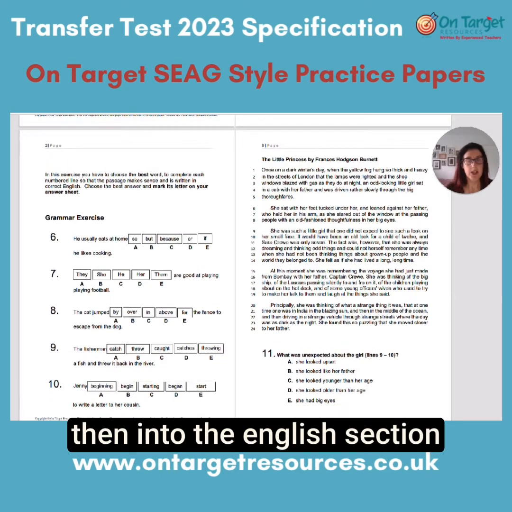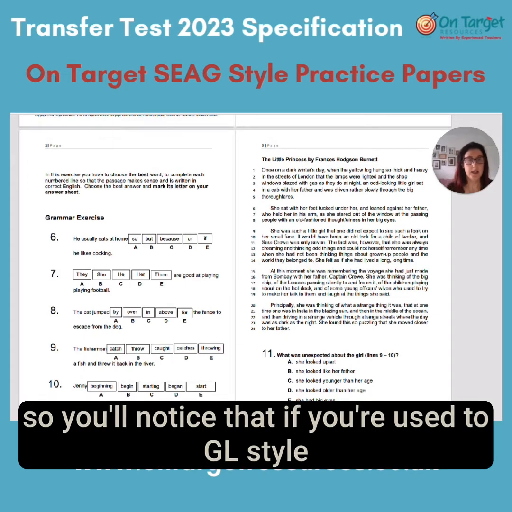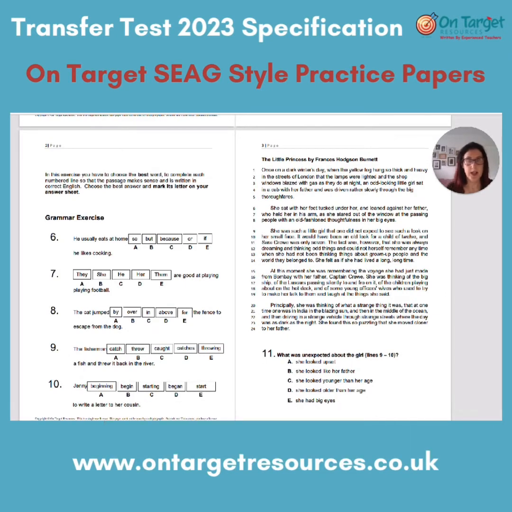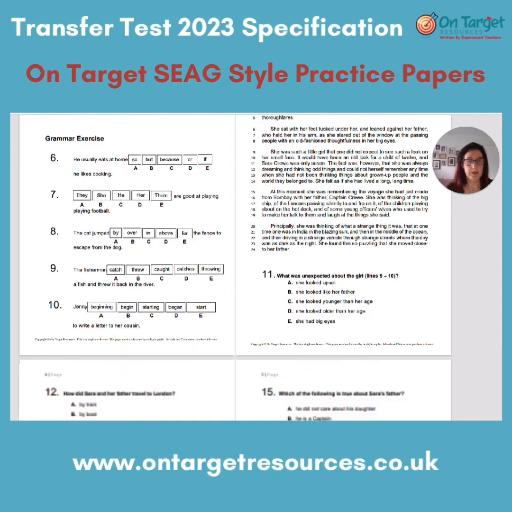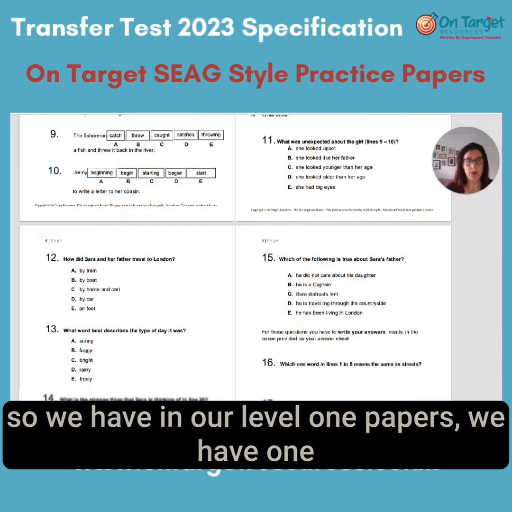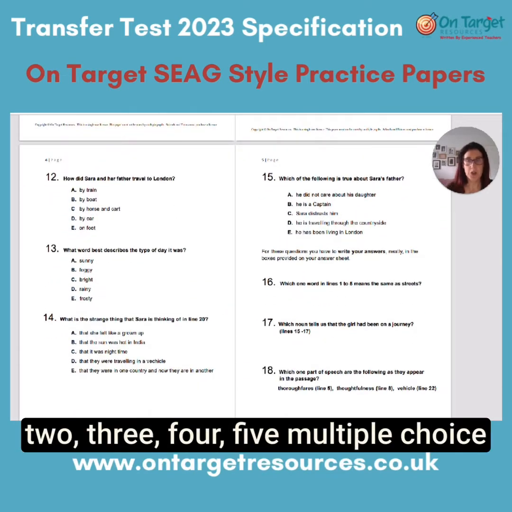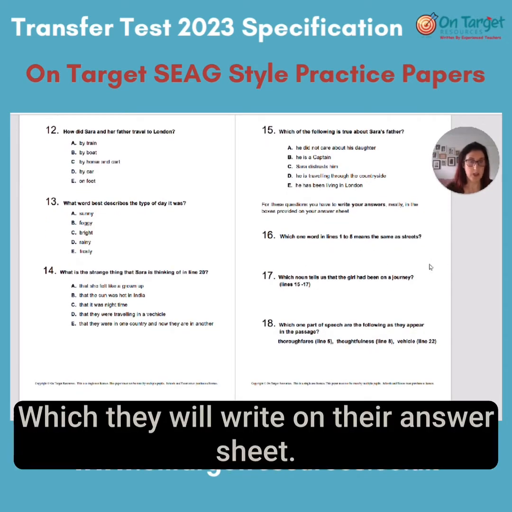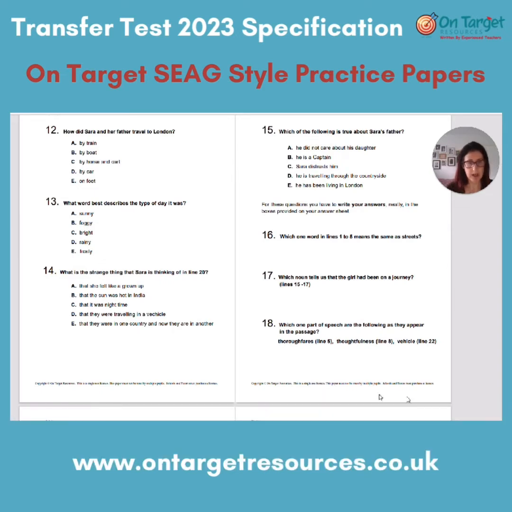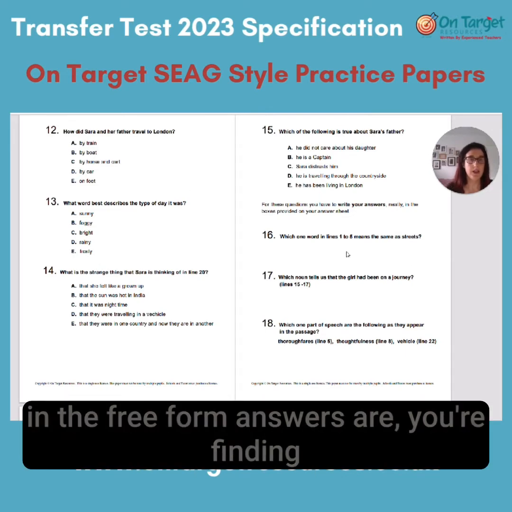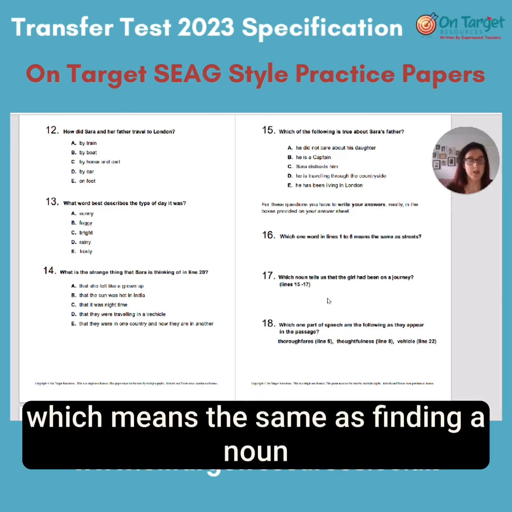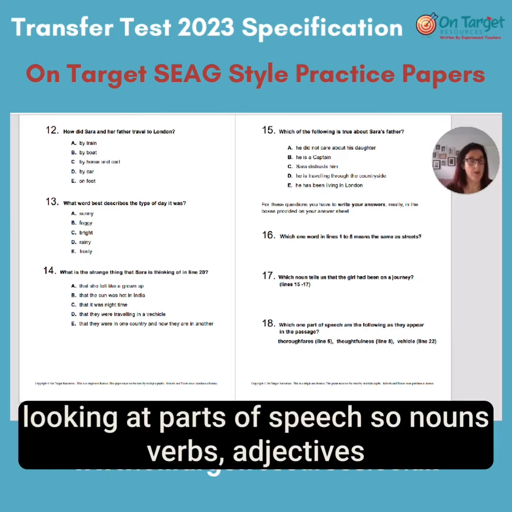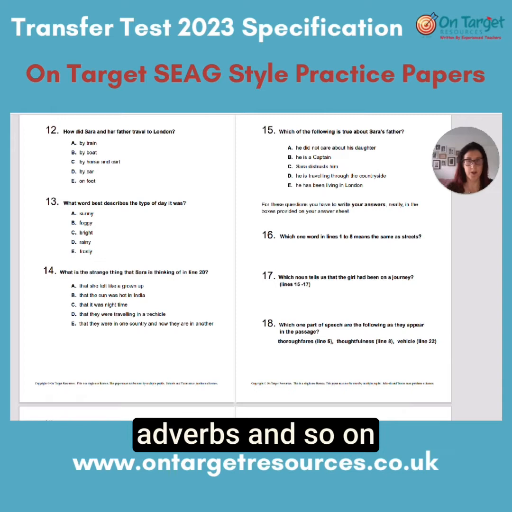We're then into the English section. You'll notice that if you're used to GL style, AQE style papers, this is different. The lines are numbered and the questions will refer to those lines. In our level 1 papers, we have 5 multiple choice questions, followed by 3 free form answer questions, which they will write on their answer sheet. The sorts of questions you might get in the free form answers are finding one word which means the same as another, finding a noun, or looking at parts of speech: nouns, verbs, adjectives, adverbs, and so on.